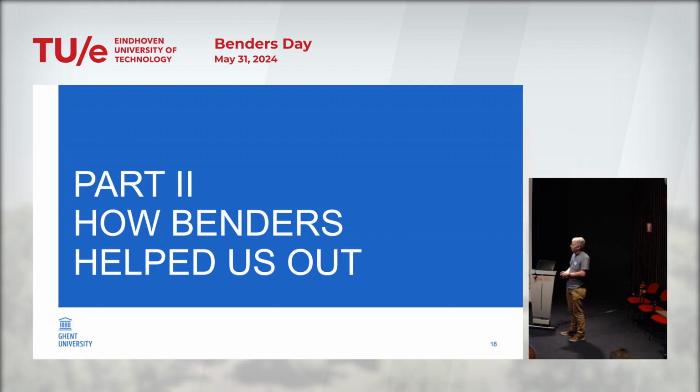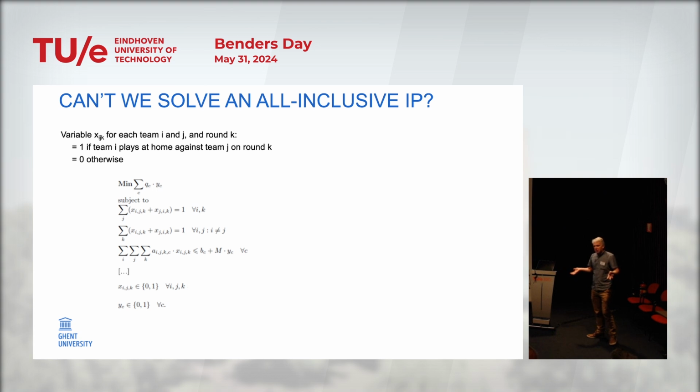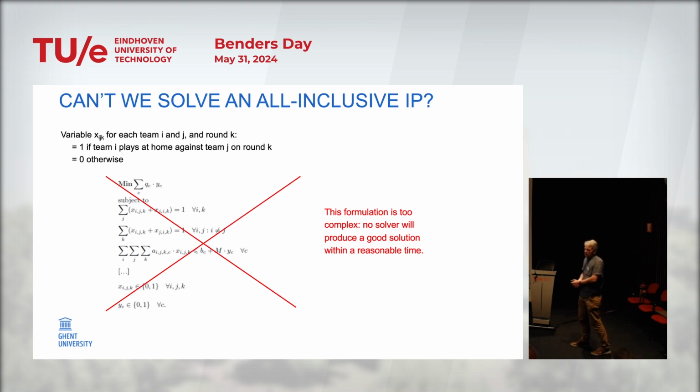Okay, now, part 2, vendors. Of course, you can try to tackle this sports scheduling problem by making one big IP model, all around this variable x_ijk, which is 1 if team i plays a home game against team j on round k, and 0 otherwise, right? You could do that. Now, I wish you good luck, but that's not going to work. I mean, you're not going to get anywhere with this kind of problem.